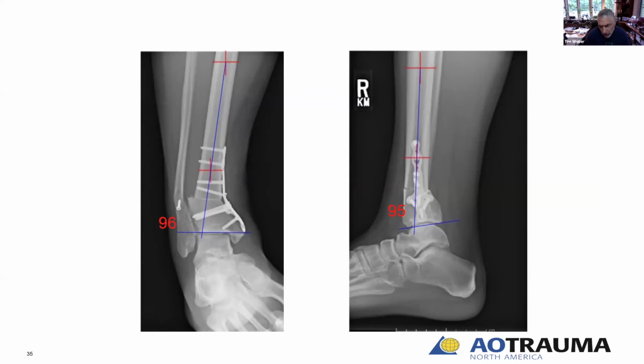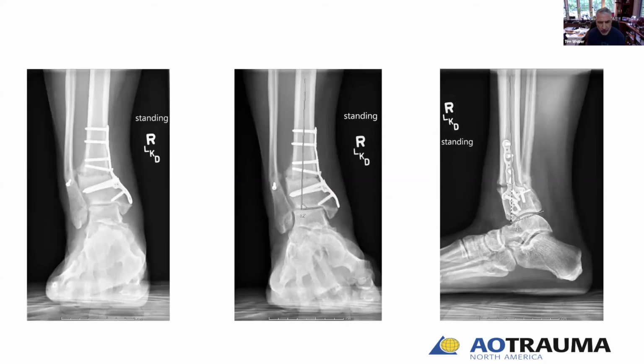both in the coronal plane and in the lateral plane, or in the sagittal plane. In the sagittal plane, he's imparted almost a 15-degree deformity here of her distal tibia. She ended up not healing and breaking her plate, and this is where I was asked to help out.